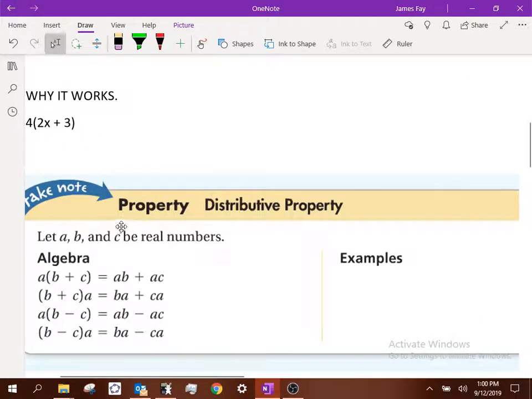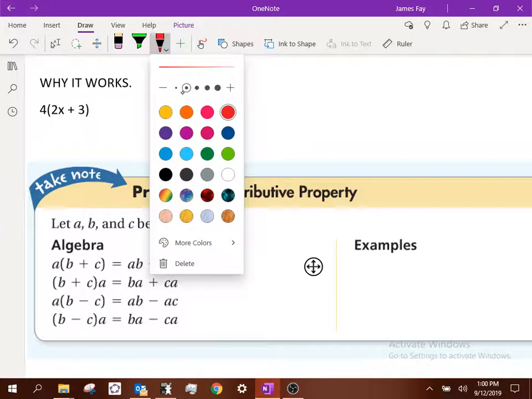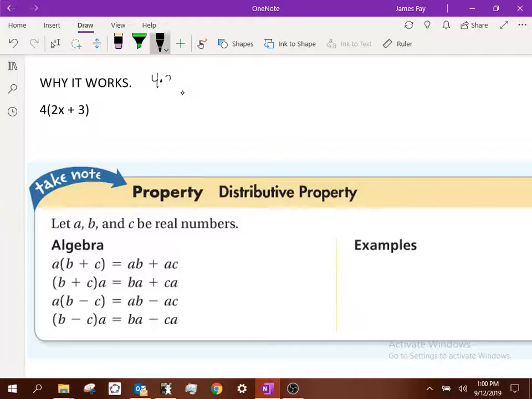Now, I want to talk about why it works. Okay, and this is algebra in a nutshell. If we were to look at all our algebraic properties and rules that we go through throughout the year, this is the reason we have them. If I look at 4 times, let's just use 3. 4 times 3, doesn't that mean 4 plus 4 plus 4? Or some of you might think 4 times 3 is 3 plus 3 plus 3 plus 3, right? Is that okay? So multiplication is just repetitive addition.